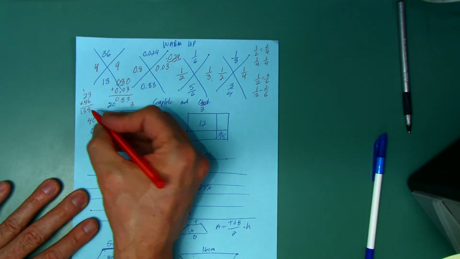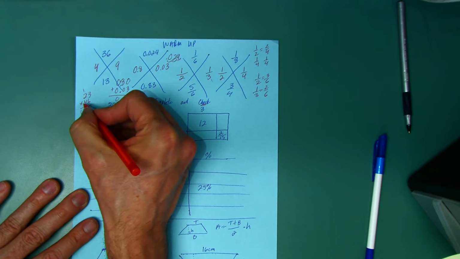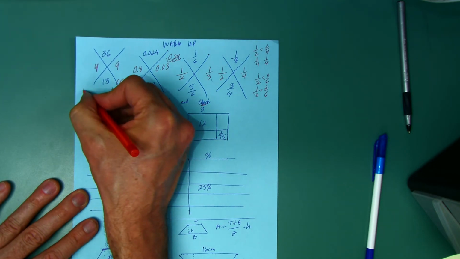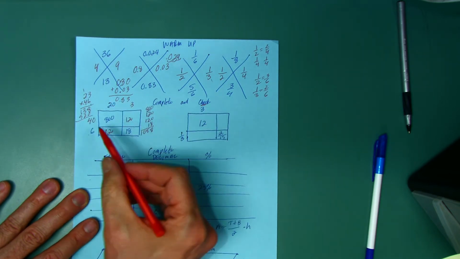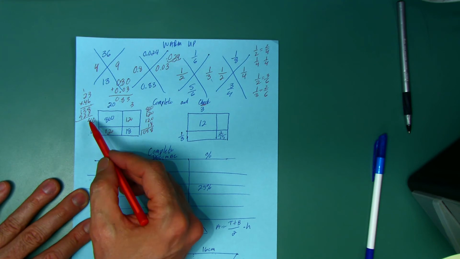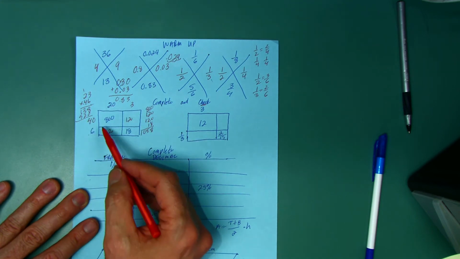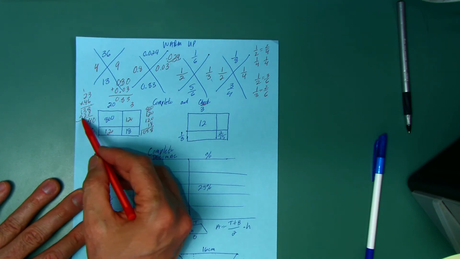Okay, now that 4 is really 40, so I'm going to put a placeholder. Go 4 times 3 is 12, carry the 1, and 4 times 2 plus 1, 8 plus 1 is 9. Okay, now what did I really do there? I did 40 times 3 and 40 times 20, right? And 800 and 120 is 920.